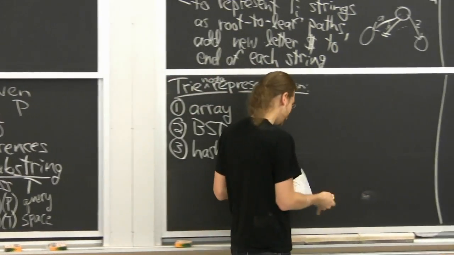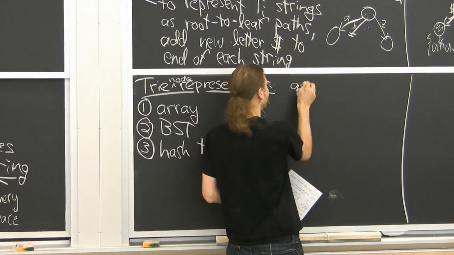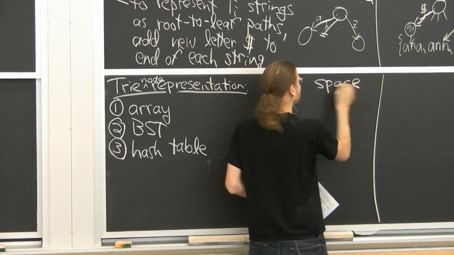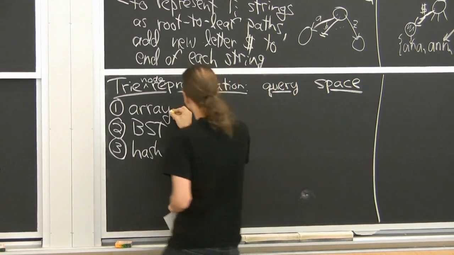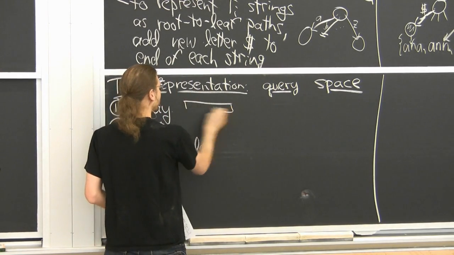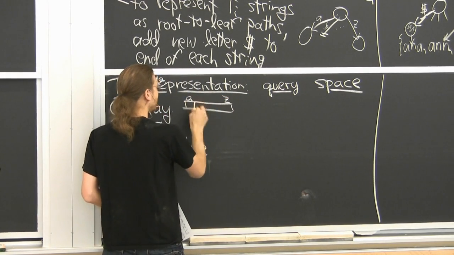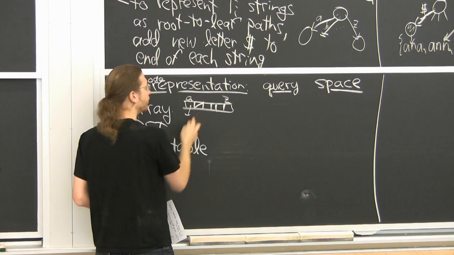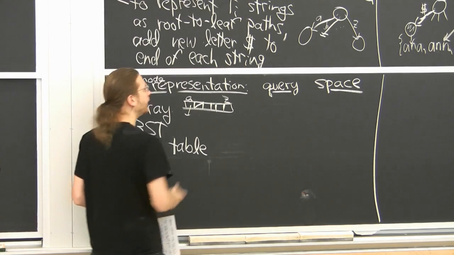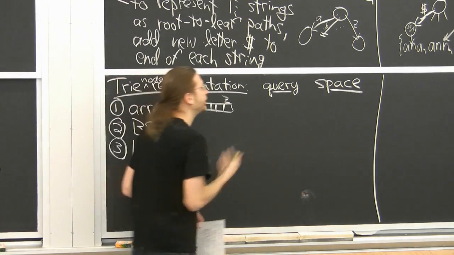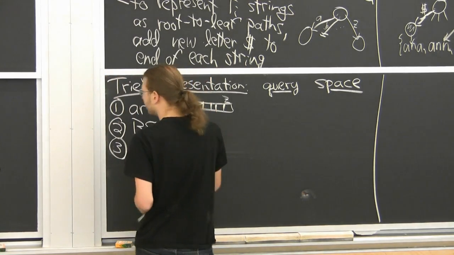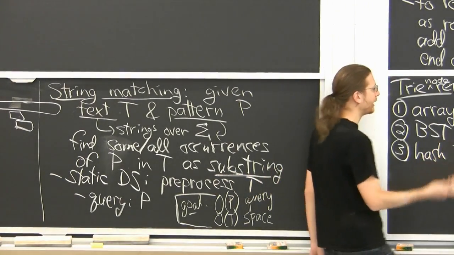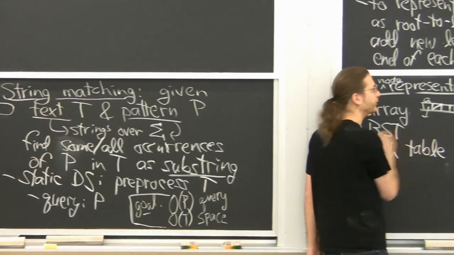OK, so for each of them, we have query time and space. If I use an array, meaning I have, let's say for A through Z, a pointer that goes either as null or points to the child, this is going to be really fast, right? Because at a node, I just look at the ith letter in my pattern, P. I say, oh, it's a J, and so I look at the J position, I follow it.